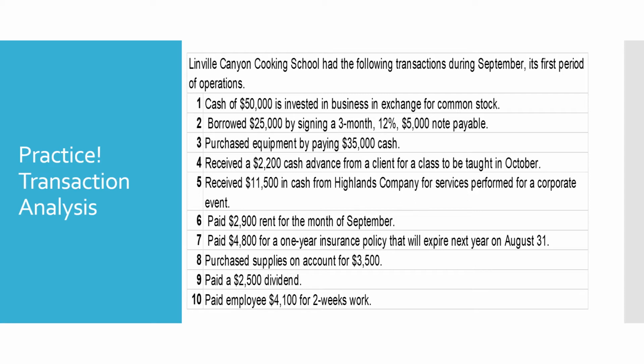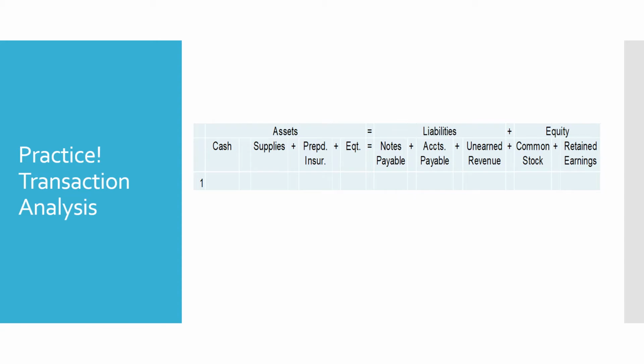Remember, when we're doing transaction analysis, the first thing we want to do is to identify which accounts are impacted and whether they increase or decrease. As a check, we want to make sure that after each transaction, our accounting equation is still in balance. So to get us started, I have provided the account names and classified them as assets, liabilities, and equity.